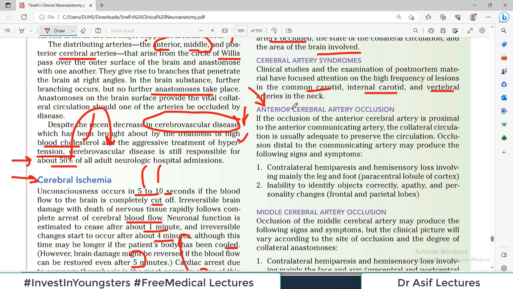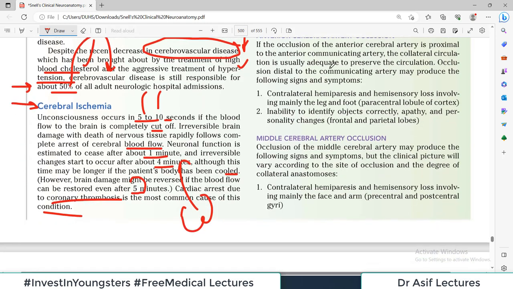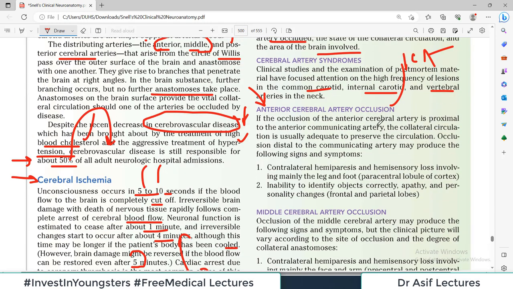So, anterior cerebral artery. Anterior cerebral artery kiski branch thi? Internal carotid artery ki branch thi. Ye kahan supply karti thi? Ye supply karti thi medial part of the cerebral cortex and 1 inch strip over the lateral surface. Okay? If the occlusion of the anterior cerebral artery is proximal to the anterior communicating artery, the collateral circulation is usually adequate to preserve the circulation.